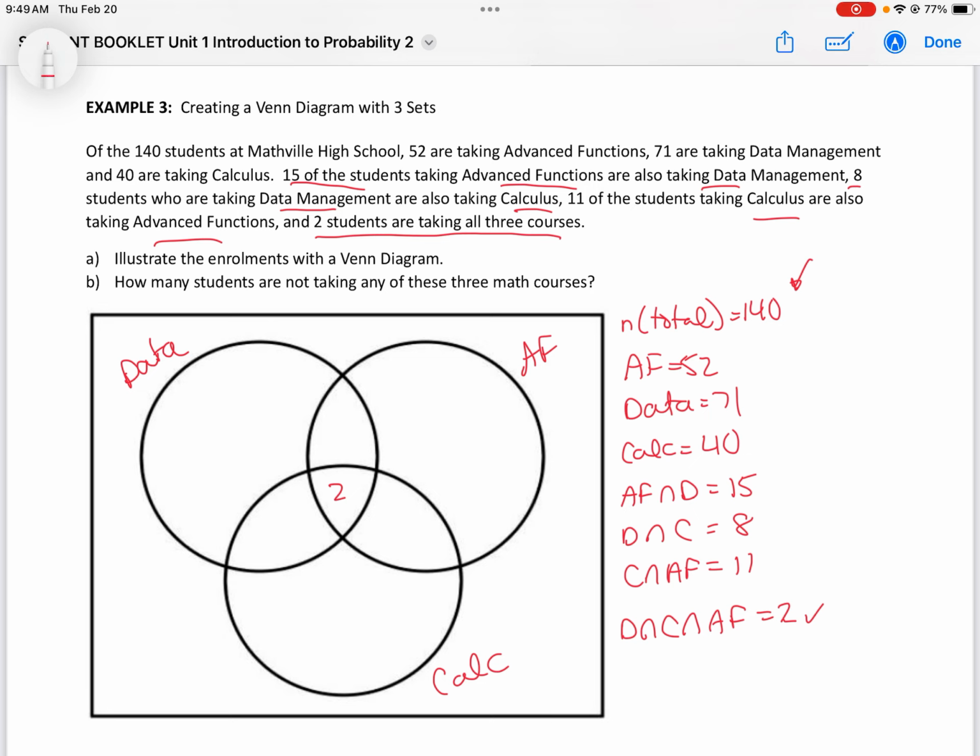Now, calc and advanced functions is 11. So we've already taken into account 2. So we subtract that from the 11, and there's going to be 9 only in advanced functions and calc, but then not in data. Then 2 are also in data, equaling 11. Okay, data and calc, 8 minus that 2 that we already accounted for, and I get 6. Advanced functions and data, I get the 15 minus the 2, so I get the 13.